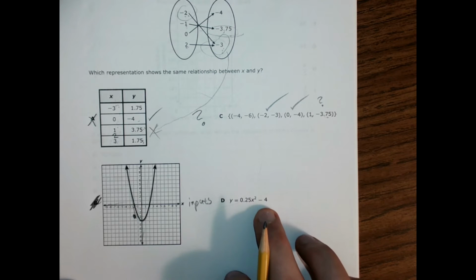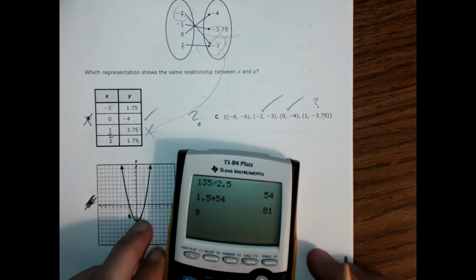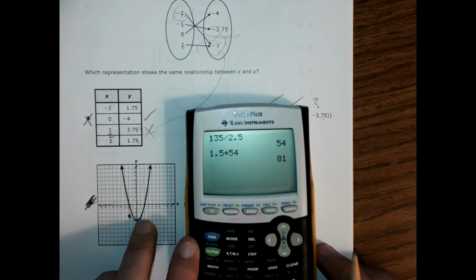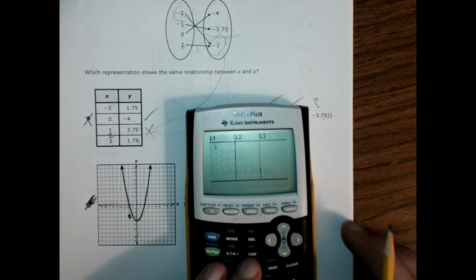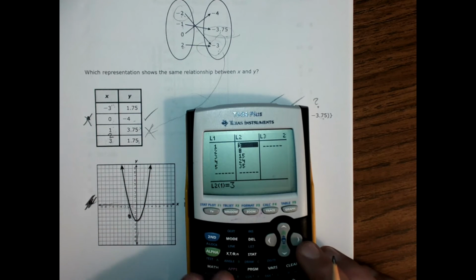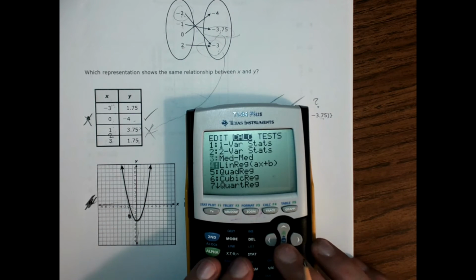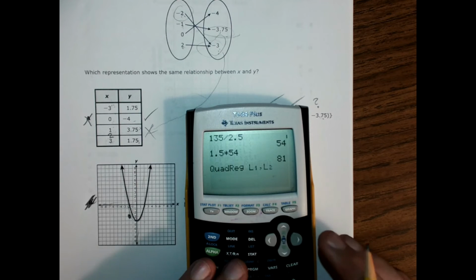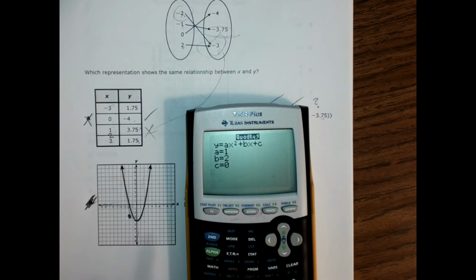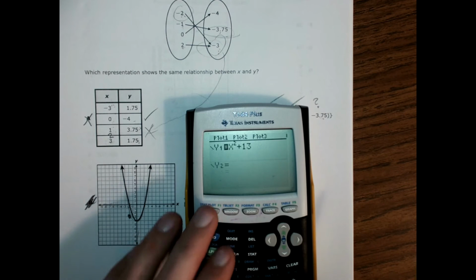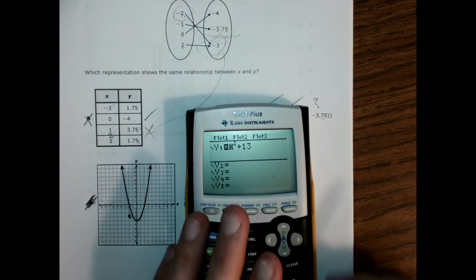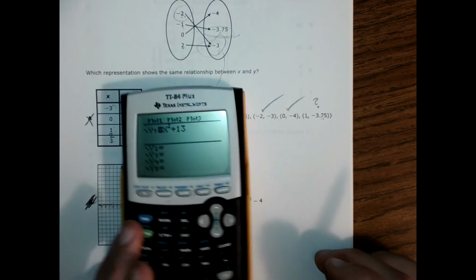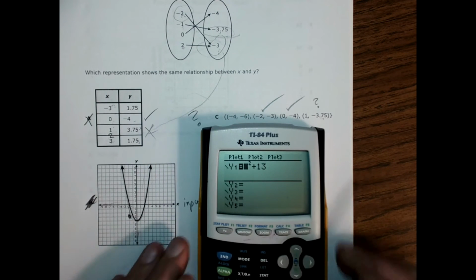And then I'm going to do answer choice D. How do I check answer choice D? I use my calculator's ability to produce a table from an equation. Now, a couple of problems ago, we entered a table and used that table to produce a quadratic equation. Your calculator can reverse the process. Go to y equals. You can enter an equation and produce a table. So y equals 2.5x minus 4.